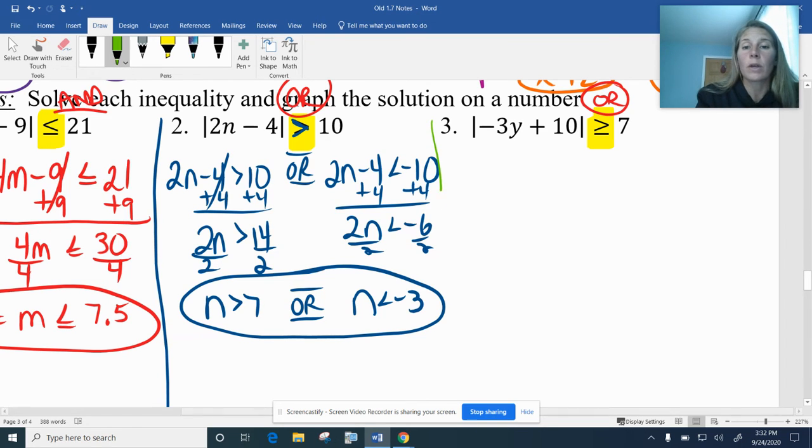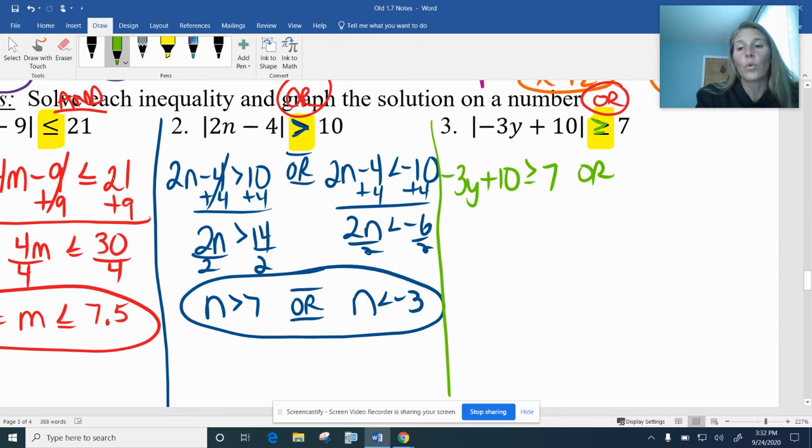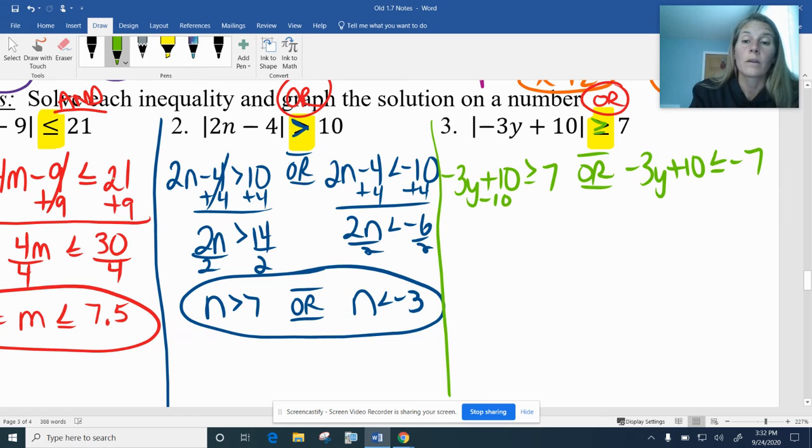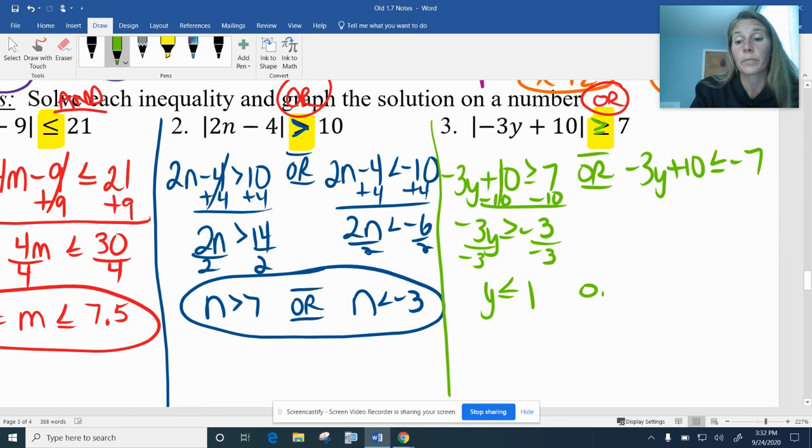Okay, and then this last one, another or problem, greater than or equal to. So -3y plus 10 is greater than or equal to 7, or -3y plus 10 would be less than or equal to -7. So subtracting my 10, -3y is greater than or equal to -3. Dividing by the -3. Now, remember when you divide by a negative in inequalities, you have to reverse the direction of that inequality sign. So I'd get y is less than or equal to +1.